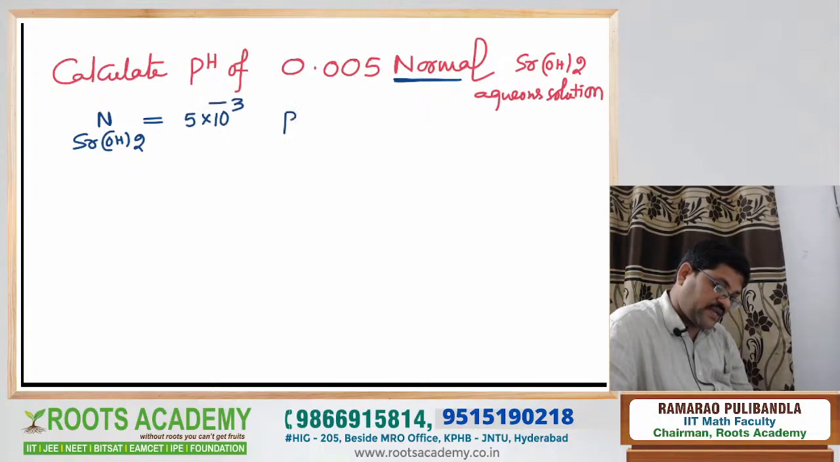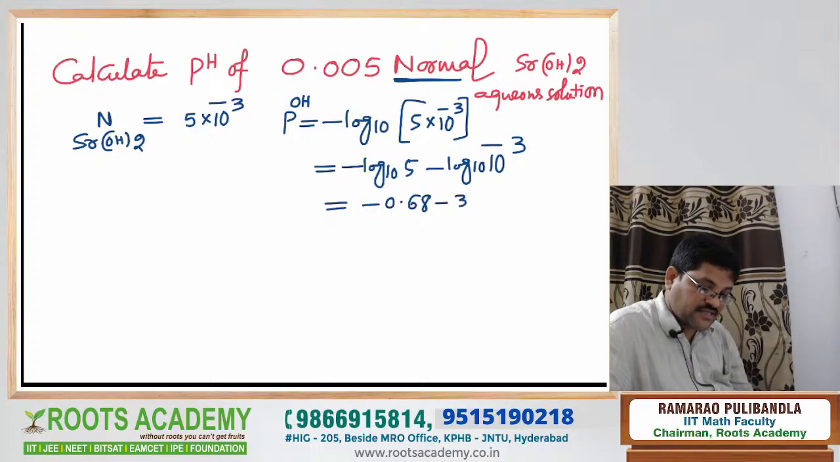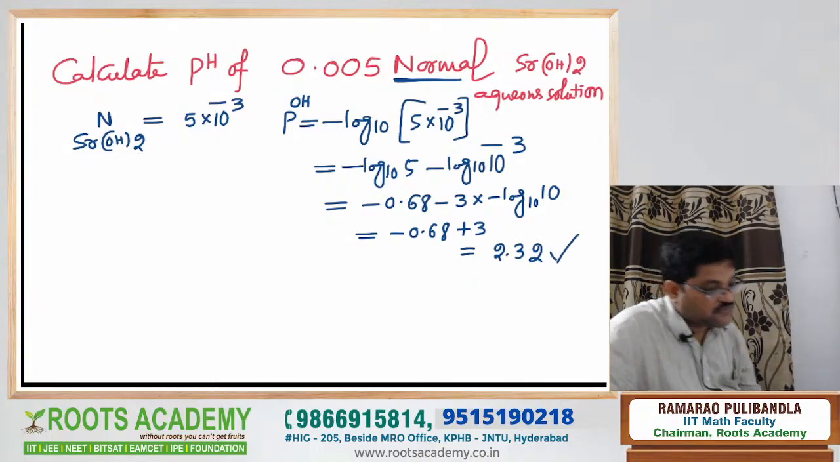For a base you have to find pOH. pOH is equal to minus log to the base 10 of 5 into 10 power minus 3. From that you get minus log to the base 10 of 5, minus log to the base 10 power minus 3. Now log 5 is what? 0.68. Now this is minus 3 into minus log to the base 10. Now minus 0.68 plus 3 is equal to 2.3. The pOH value is 2.3.